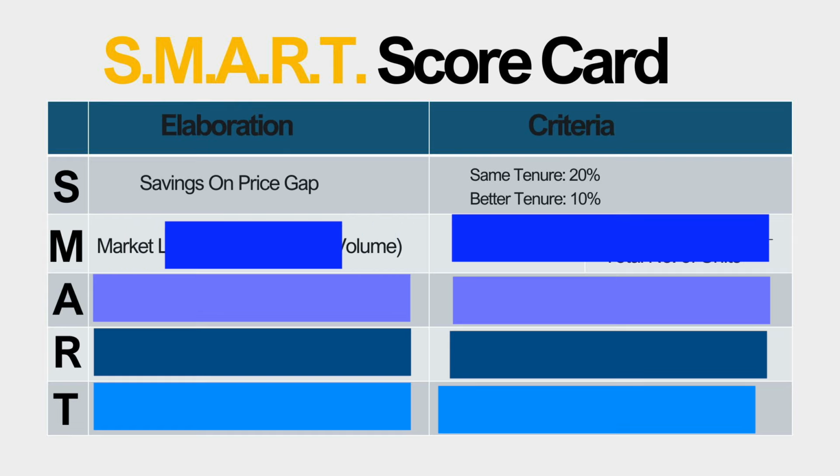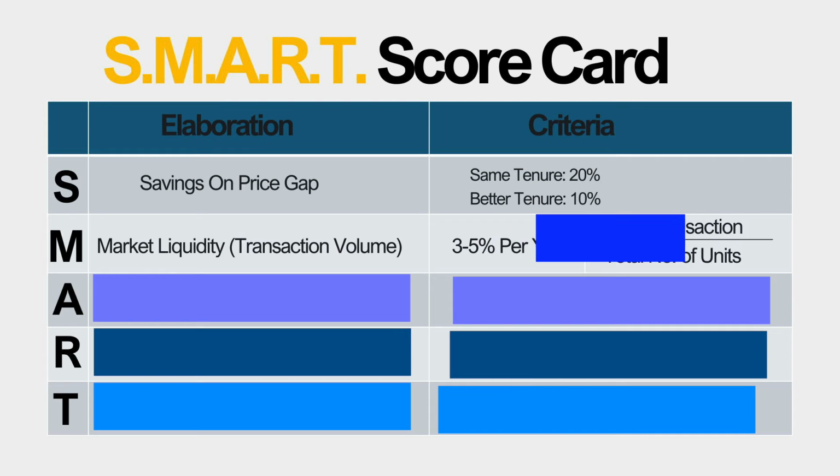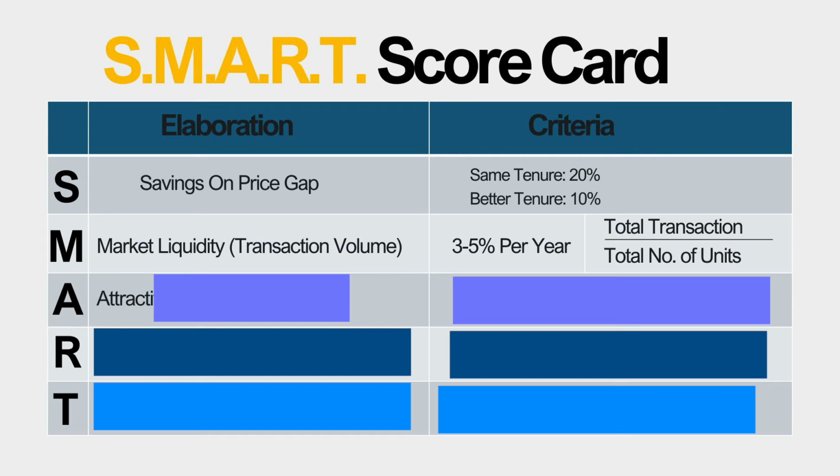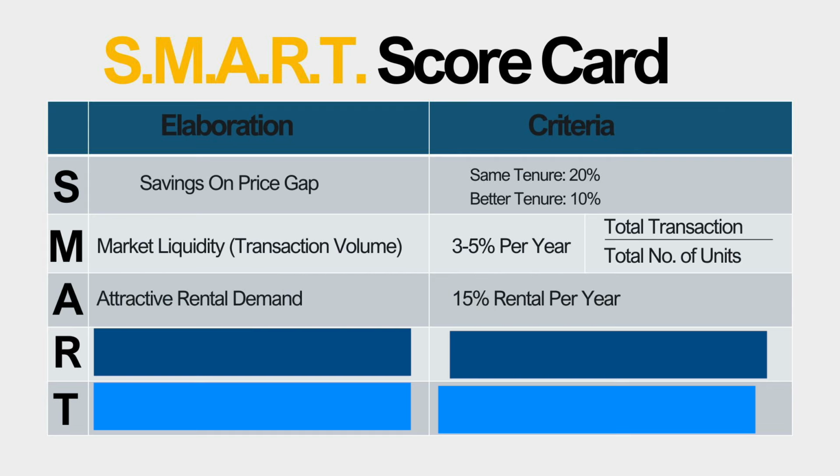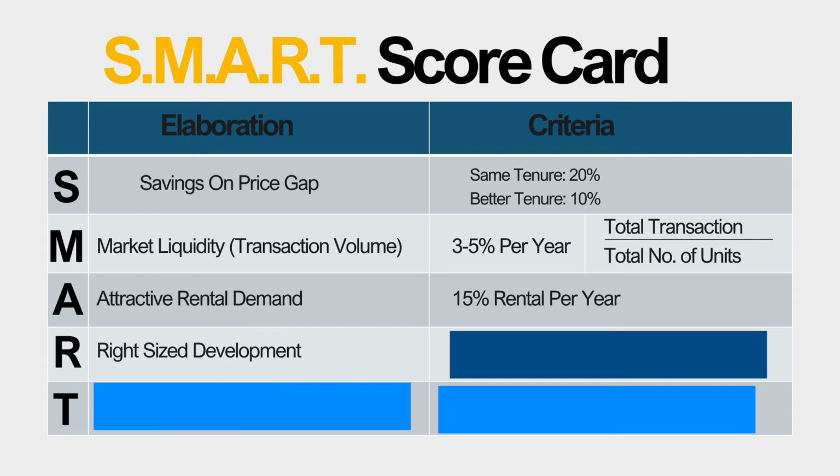Secondly is M, which is market liquidity, transaction volume. It will be good if there's 3 to 5% transaction per annum. And how do you derive that? It's very simple. Just take the total transactions per year, divide by the total number of units, and you will get the transaction percentage. Thirdly will be the attractive rental demand, because rental supports your annual value. Fourthly will be a right size development. Okay, above 500 units is a good size.